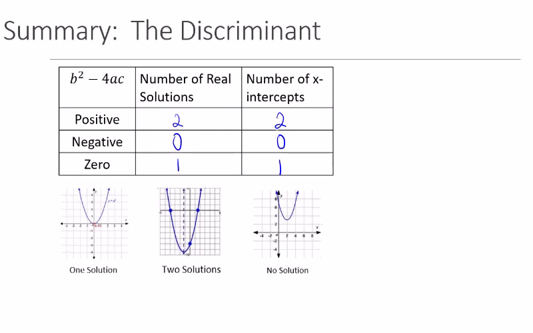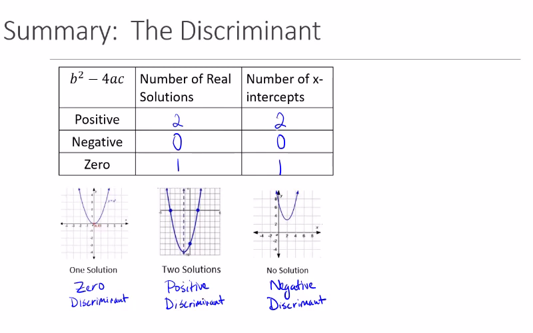So 2 for positive discriminant, 0 for negative, no real solution, and 1 x-intercept when you have a zero discriminant. Okay? So let's just match these up down here. So 1 solution here, this is when we have a 0 discriminant. Okay, 2 solutions is when we have positive discriminant, and no solution when we have a negative discriminant. All right, so there we go.